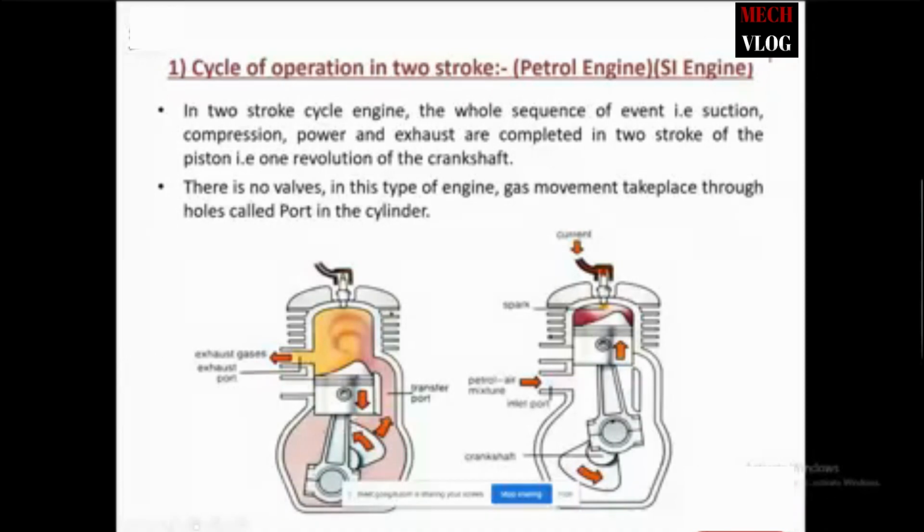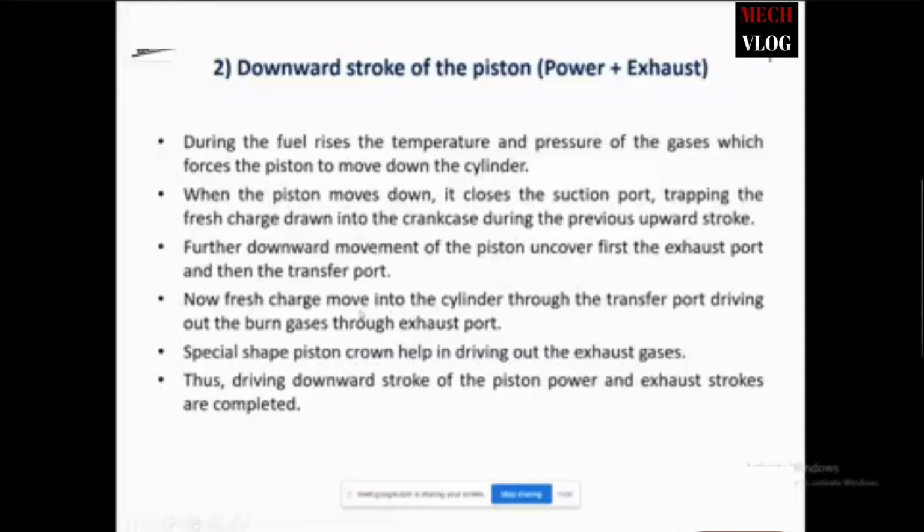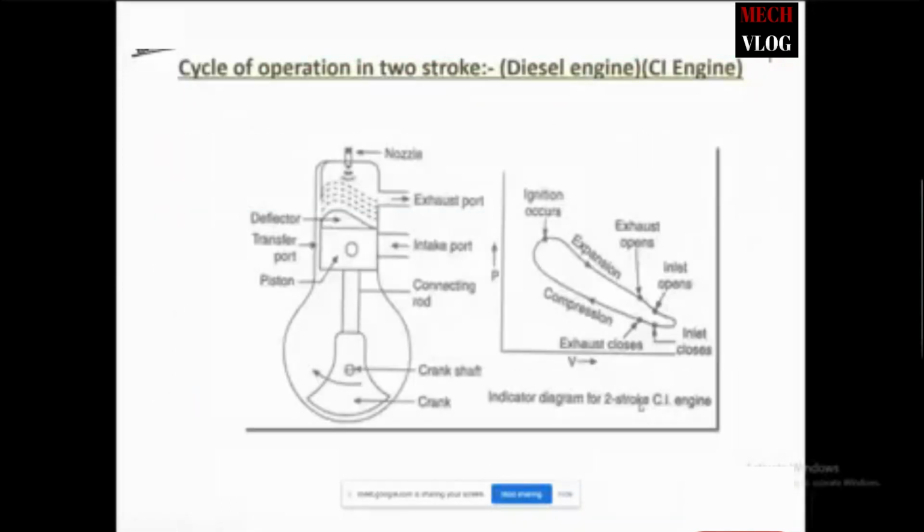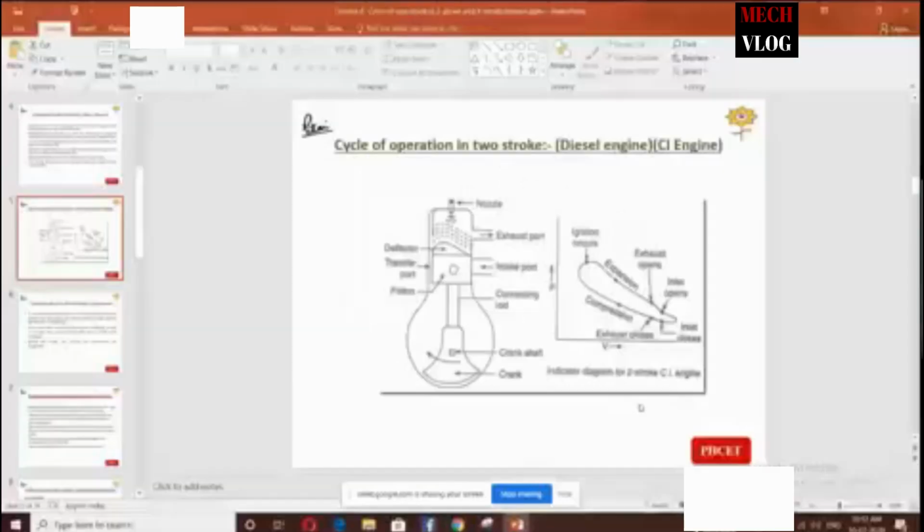Due to that pressure, the fresh air from the transfer port enters the combustion chamber, and the fresh air drives off the exhaust gas in the combustion chamber. This happens in the downward stroke, power plus exhaust stroke, because during this stroke the power and exhaust strokes are completed. So this is all about the two-stroke petrol and diesel engine.